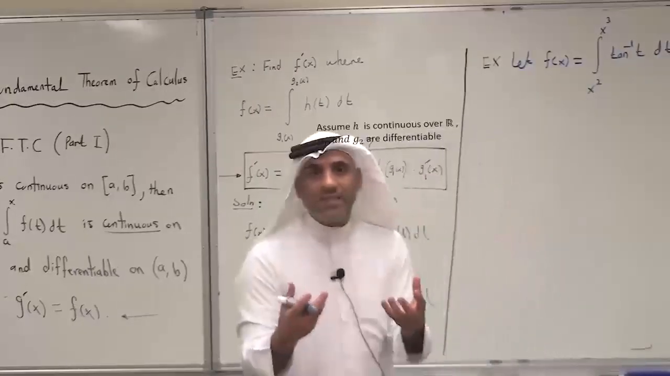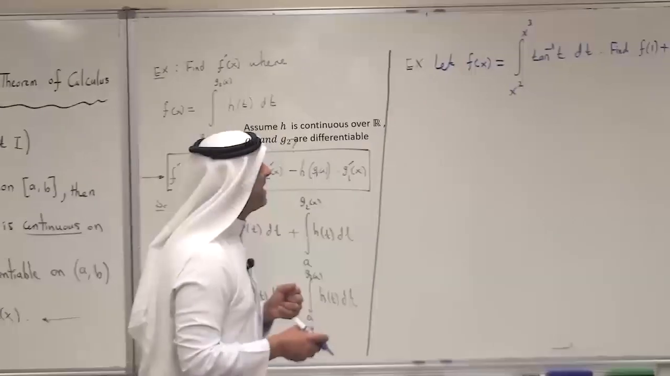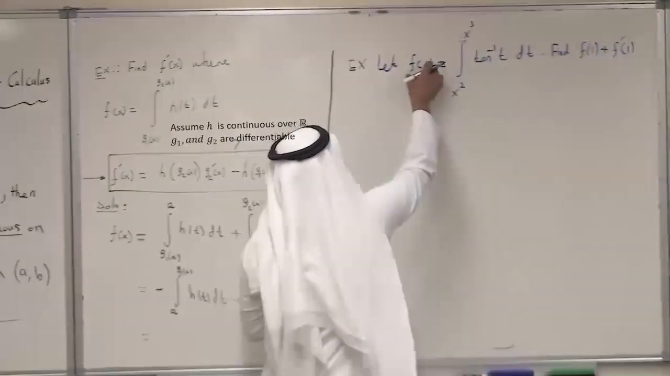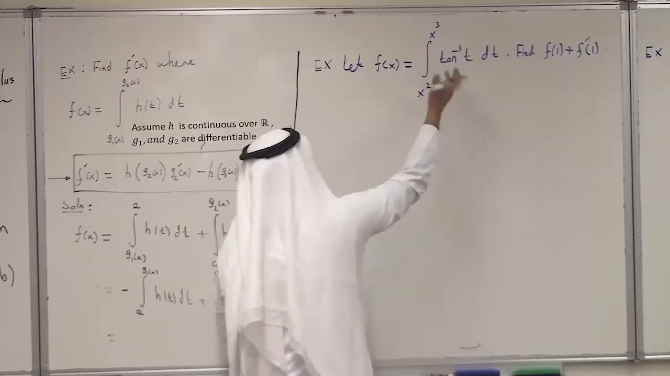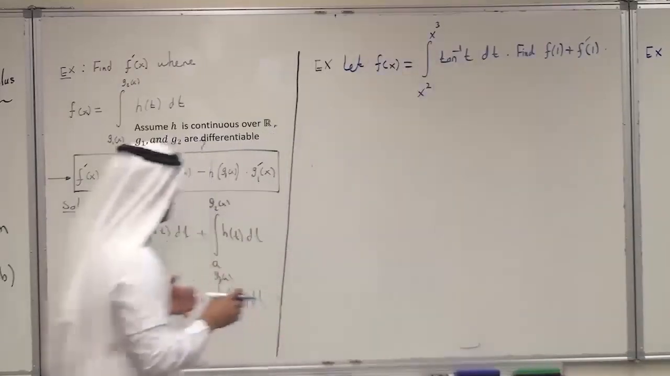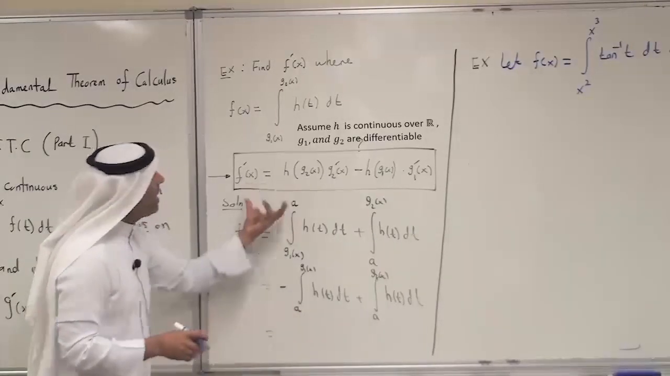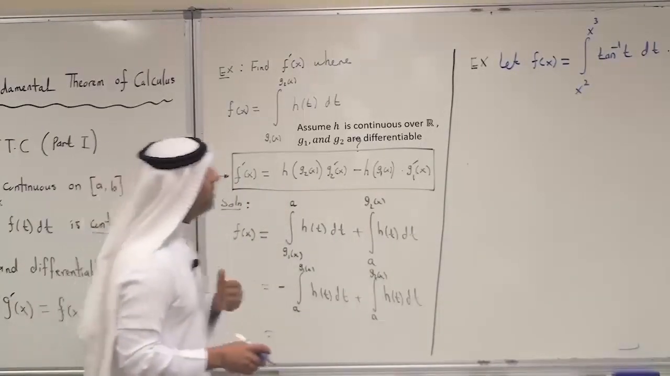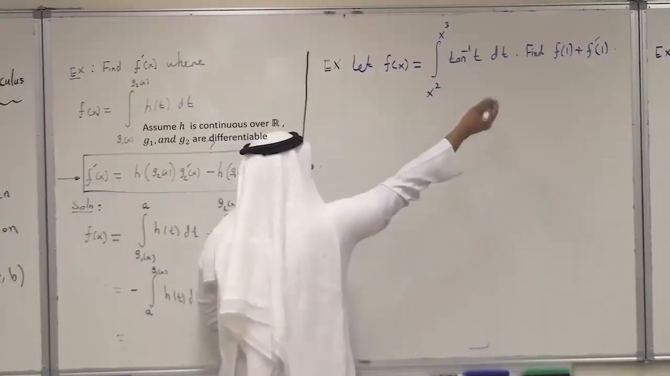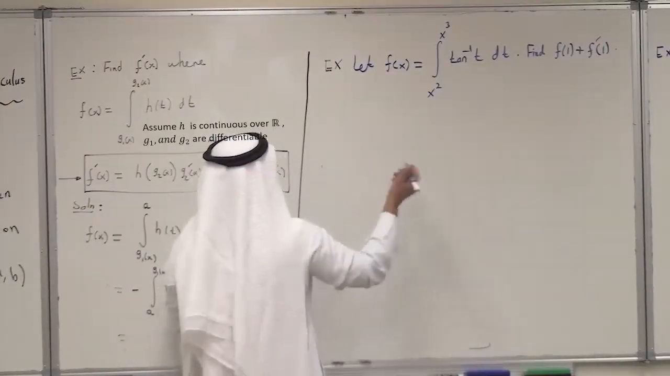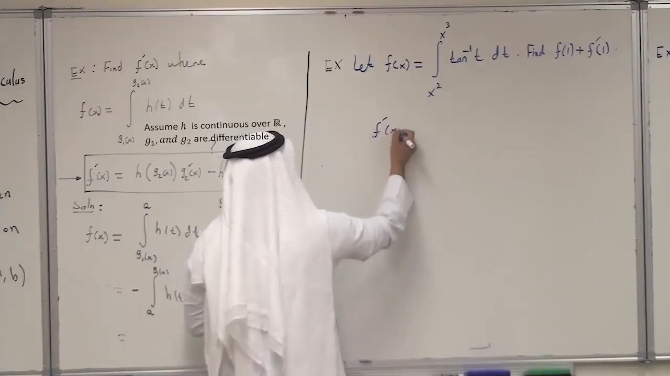Now to conclude this discussion of part 1 of the theorem, let us try to solve these two exercises. Here we have f of x defined in terms of an integral, where the lower limit is a function of x and the upper limit is a function of x. So it is a direct application of the result we derived from the fundamental theorem of calculus part 1. Now, what is f of 1 plus f prime of 1? Let us find f prime of x first, then we substitute.